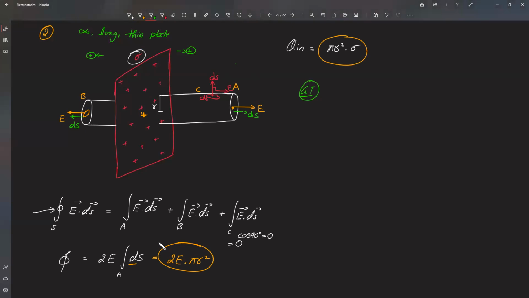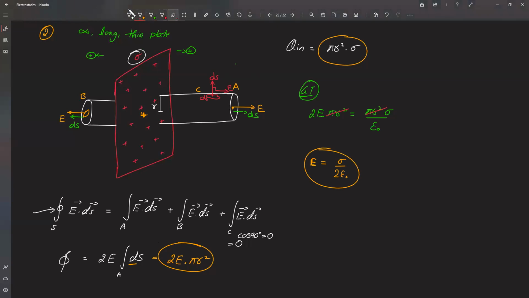How are they related? The total flux, that is 2E pi r square, should be equal to charge enclosed, that is pi r square into sigma divided by epsilon naught. So this pi r square and pi r square get cancelled, and you have the final expression of electric field due to a surface charge. So E is equal to sigma divided by 2 into epsilon naught.